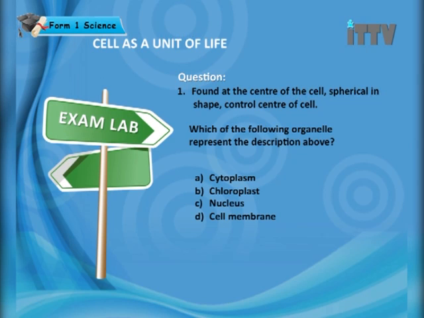Question 1. Found at the center of the cell, spherical in shape, control center of cell. Which of the following organelle represent the description above? So this is found in the center of the cell and they're spherical in shape. So let's see the answer options. A. Cytoplasm, B. Chloroplast, C. Nucleus, and D. Cell membrane. So what do you think is the correct answer?